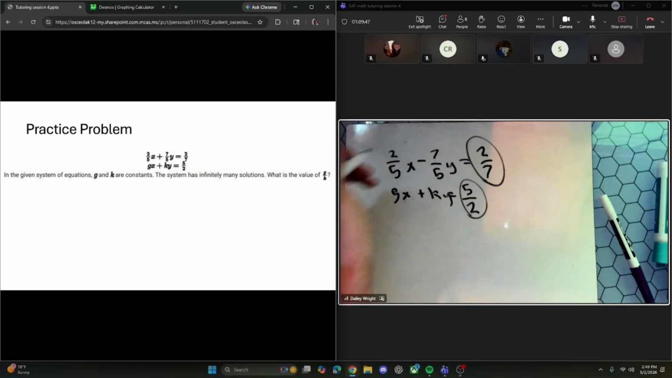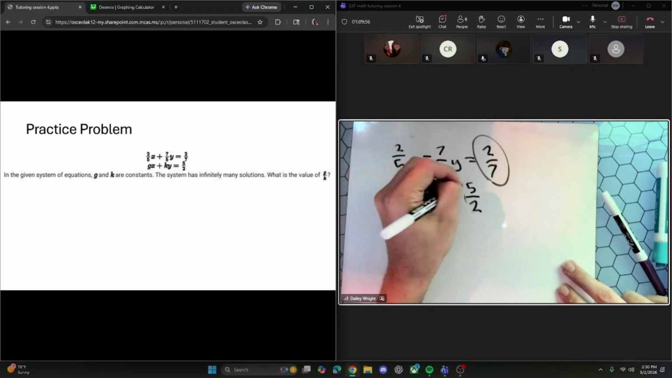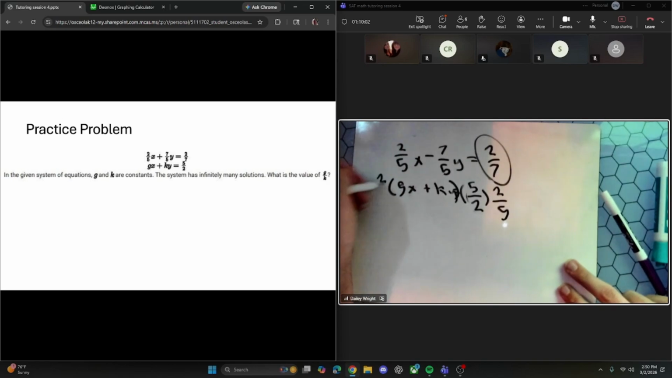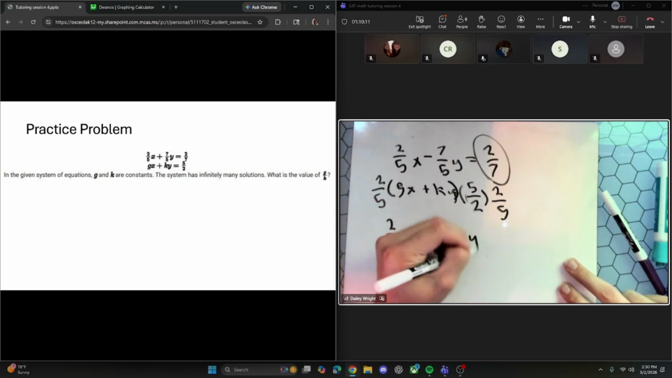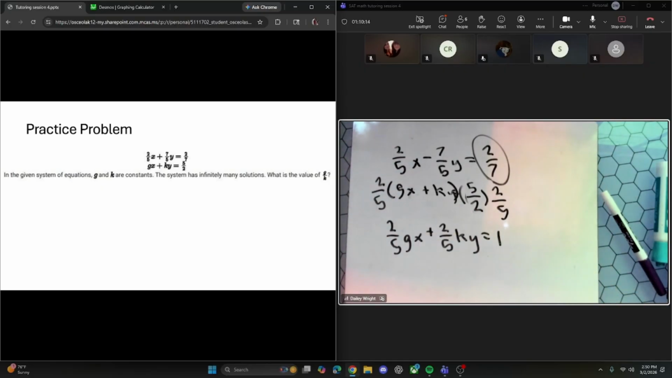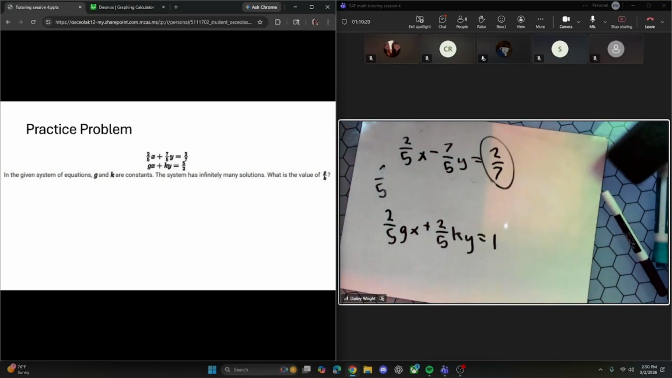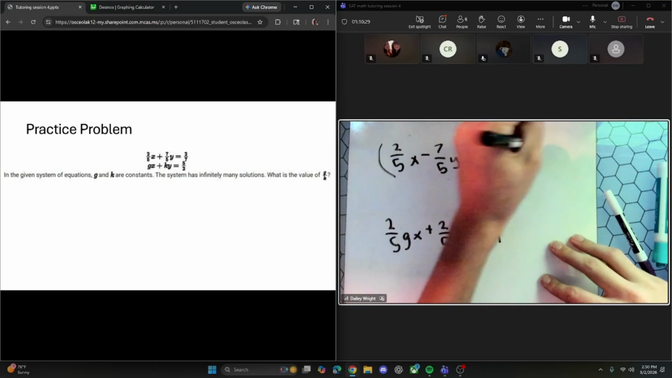The way you do that is you just want to multiply both sides of the equation by the reciprocal. The reciprocal of 5 over 2 is 2 over 5. So multiply this side of the equation by 2 over 5: 2 over 5gx plus 2 over 5ky equals 1. So now you have this coefficient to be 1. Now you want to set your second coefficient equal to 1. The reciprocal of 2 over 7 is 7 over 2, so you would multiply all of this by 7 over 2.